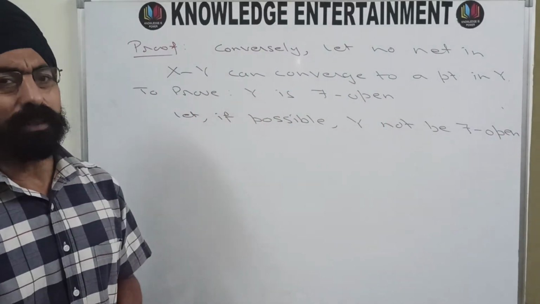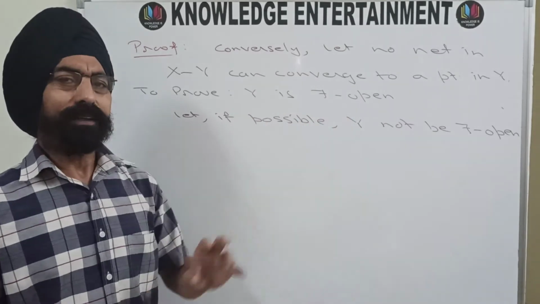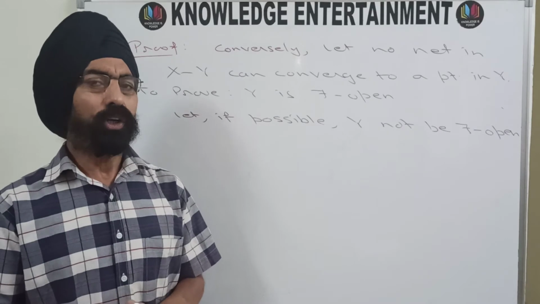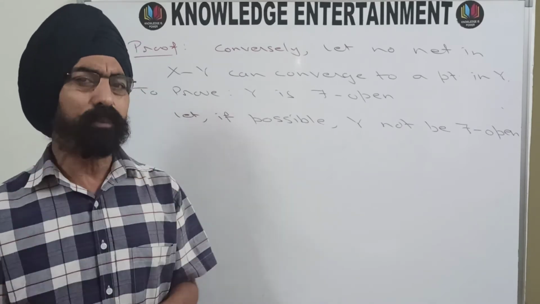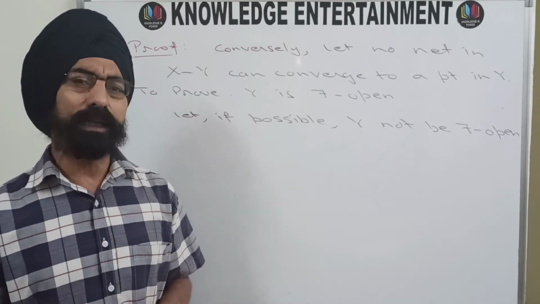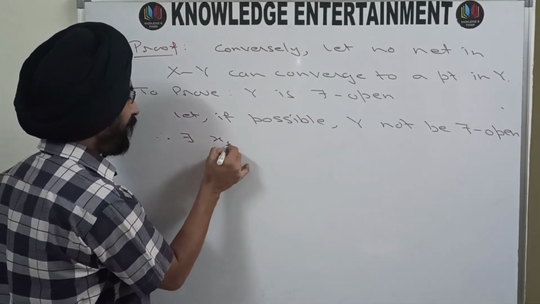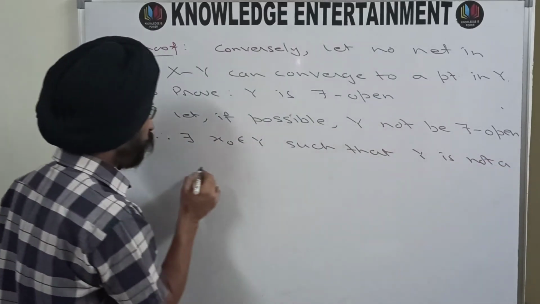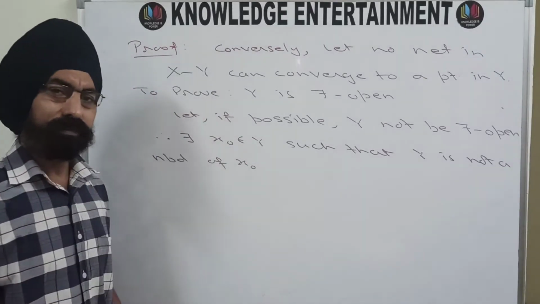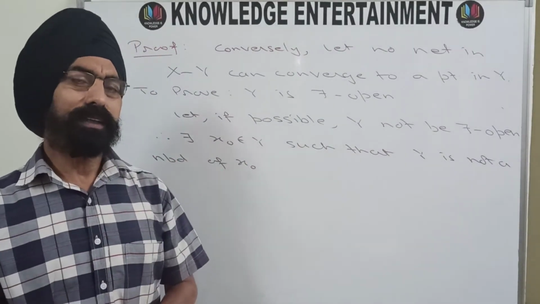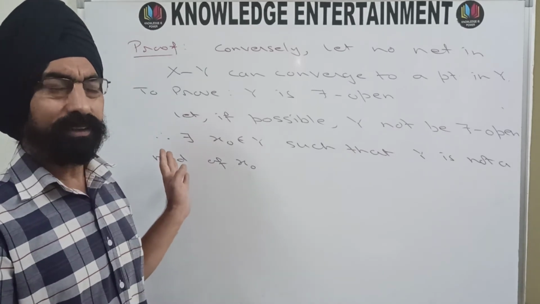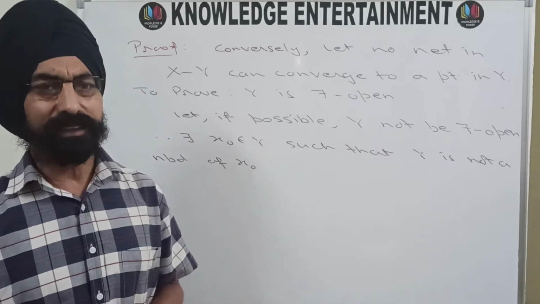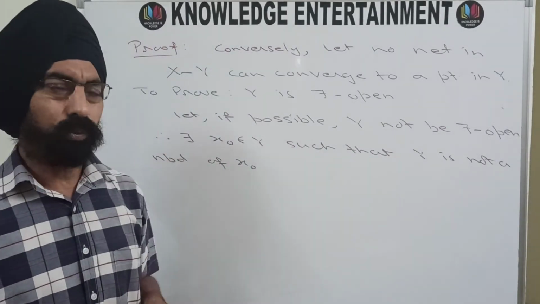Now move on to the basic concept of openness of a set. If a set is open, then it is neighborhood of each of its points. Now we have supposed that y is not tau open. That means y is not neighborhood of each of its points. That means there will be at least one point in y such that y is not a neighborhood of that point. So therefore, there exists x naught in y such that y is not a neighborhood of x naught. Now, if y is a neighborhood of x naught, then there exists at least one open set containing x naught, or you can say there is at least one neighborhood of x naught that wholly lies within y. But y is not a tau neighborhood of x naught.